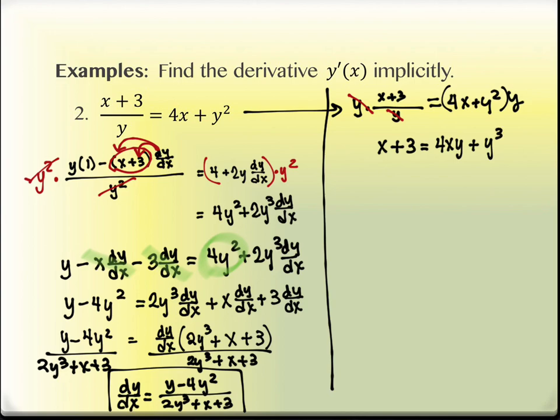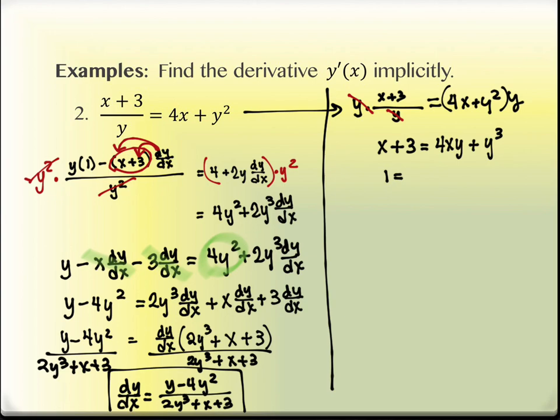Okay, at this point, we're going to take a derivative. What's the derivative of x? 1. What's the derivative of the 3? 0. So I have a 1 on the left. On the right-hand side, though, I'm going to have a product rule because I have 4xy, and x and y are both being treated like variables.